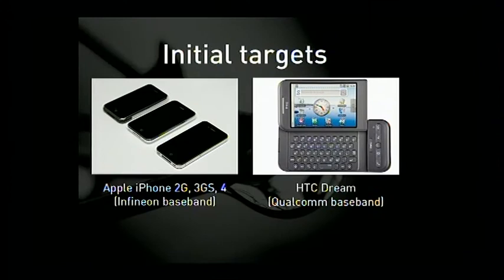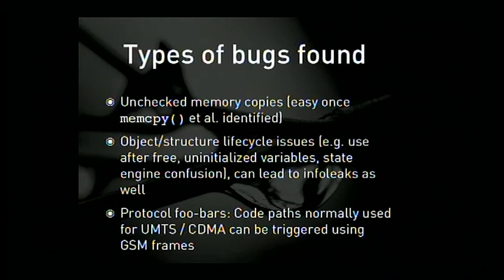Okay, so these were my initial targets, because I had these when I started. So I had an iPhone and I had a Qualcomm-based device, an HTC Dream. And I downloaded firmware updates for these and looked into them. And the types of bugs that I found were, there were many, many unchecked memory copies. So this is like the easiest one of these to identify once you have memcpy, of course.